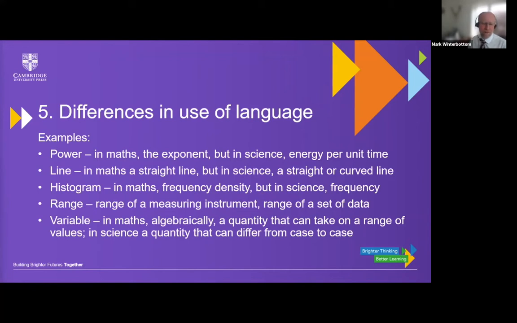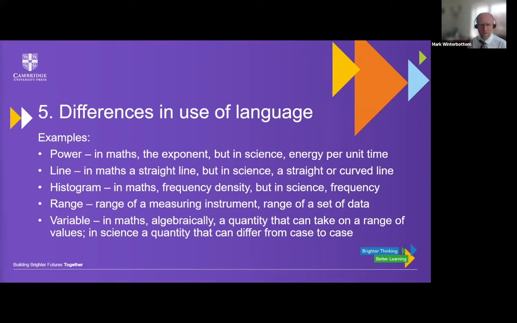And then, back to a different challenge, not anxiety: differences in the use of language. So, for example, in maths, the exponent is the power, so 2 to the power of 10, for example. But in science, of course, power is energy per unit time. In maths, a line tends to be straight, but in science, we tend to talk about straight or curved lines. In maths, a histogram is a frequency density plot, but in science, it's a frequency plot. In maths, a range could be the range of a measuring instrument, but we tend to think of it as the range, top to bottom, of a set of data, and so on.